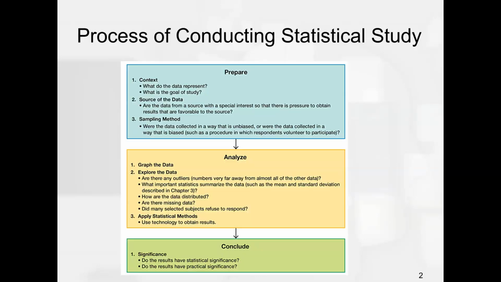Consider the process that is involved in conducting a statistical study. We begin our preparation by considering the context of the data. The second step in the preparation process is to consider the source of the data. We conclude our preparation by considering the sampling method. Choosing a good sampling method is absolutely essential for sound results in a statistical study. It is generally a bad practice to use voluntary response or self-selected samples, even though their use is common. We'll talk about sampling methods later in the video.